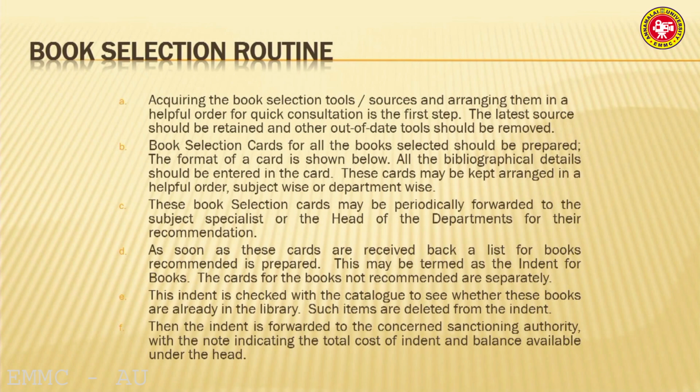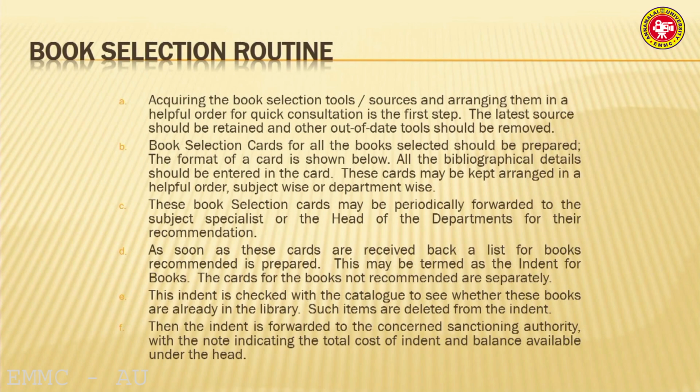The next work is that the indent should be checked with the catalog to see whether these books are already in the library. Such items are deleted from the indent. For example, they don't know whether the book is available in the library or not. So the librarian's duty is to go and verify with the catalog cards whether the book is already available in the library. If it is already available, that card should be separated. Books that are not available in the library should be recommended as a list.